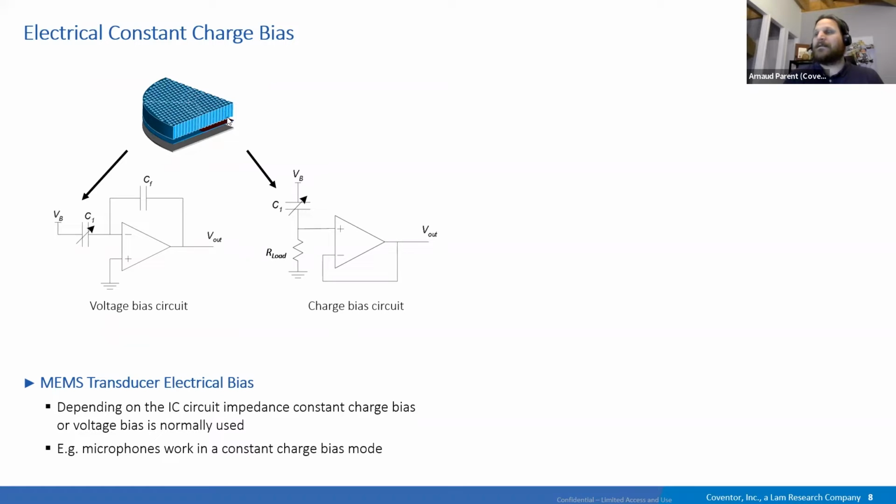A microphone has a backplate on top here with holes, and the sound pressure can go through the holes and excite the membrane. There is a capacitance between the membrane and the backplate. Sorry, there is an electrode both on the membrane and the backplate, and it's a variable capacitance, and the movement of the membrane that captures the pressure change will be transformed into a change of capacitance.